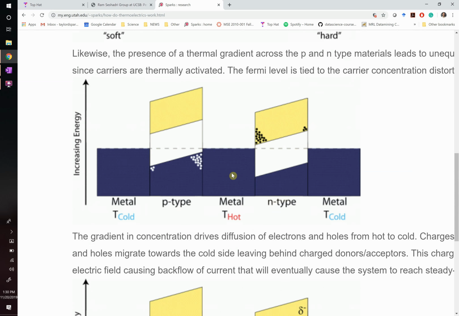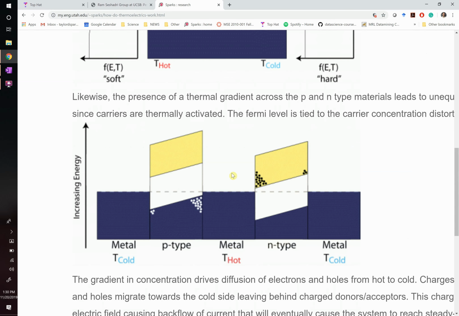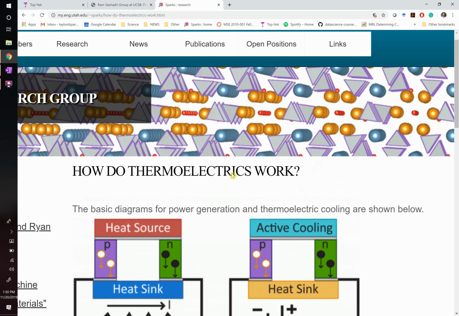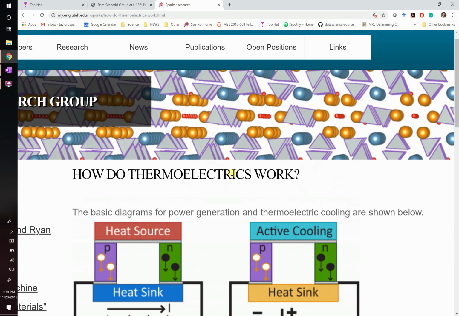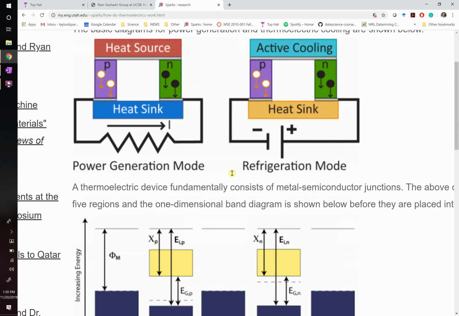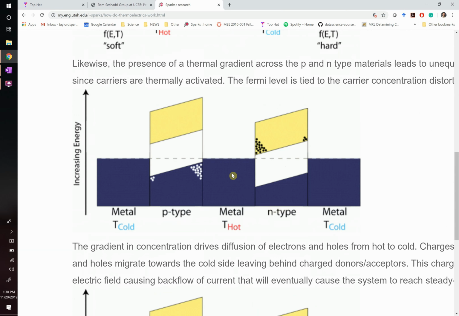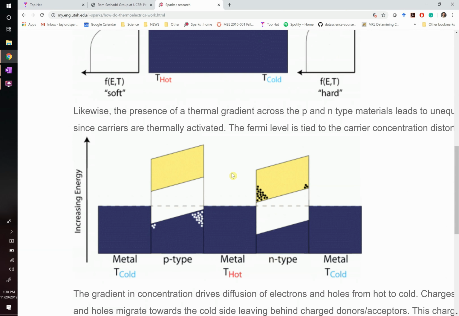So if we take our device and we make it hot in the middle, cold on the sides, which is just exactly what's happening if you think of this thing in one dimension, going from metal, P, metal, N, metal. That's exactly what I've drawn here. I've just put it together in one direction. You start out with metal, P, metal, N, metal, right?